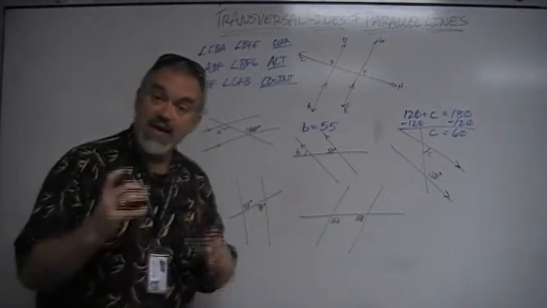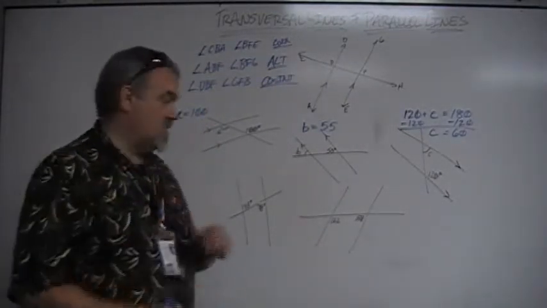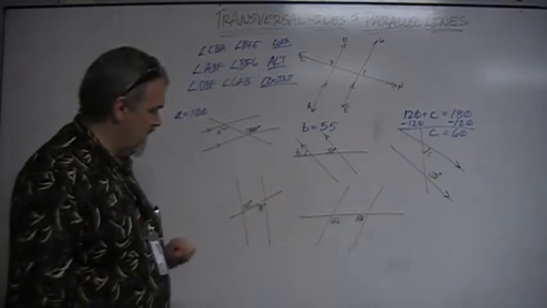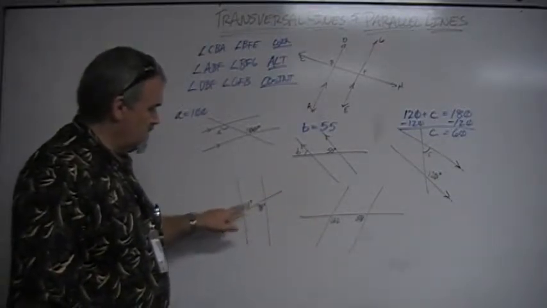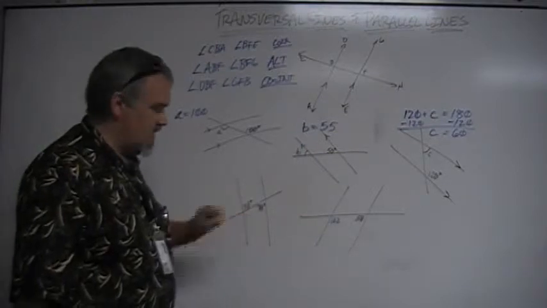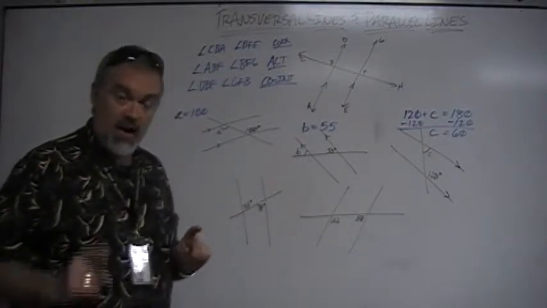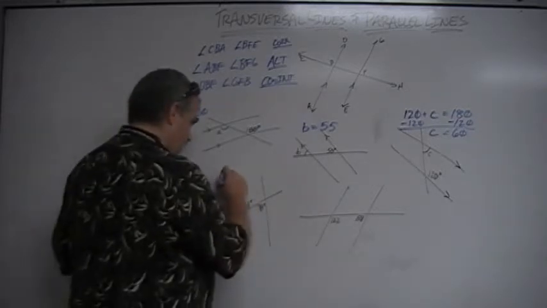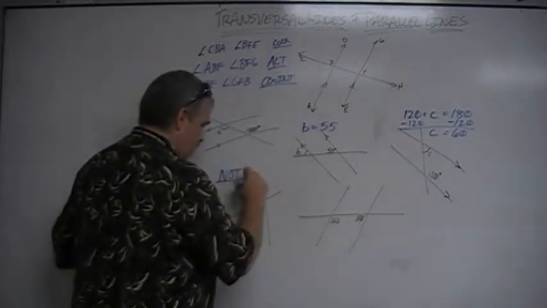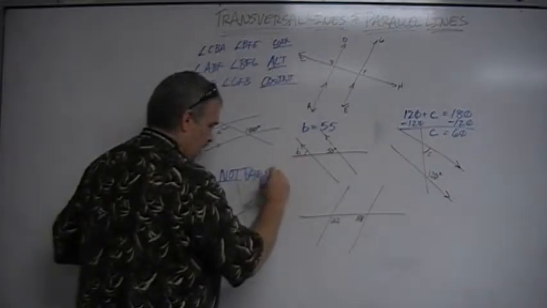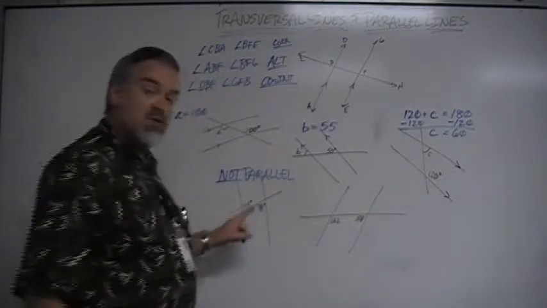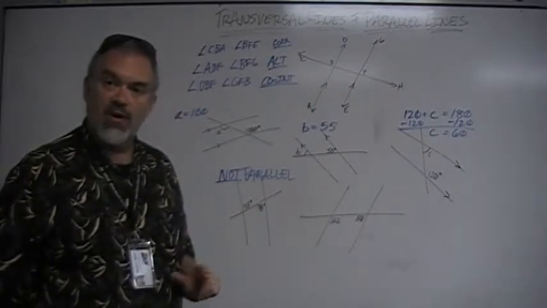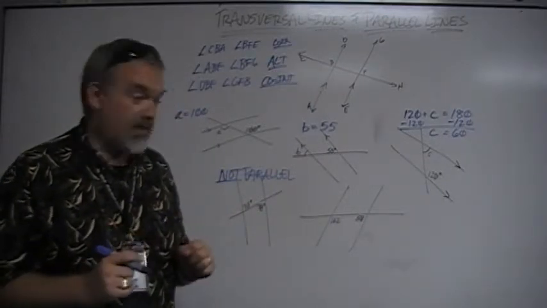Last thing is, we can take this same idea and go the other direction with it. Here I have 2 lines with a transversal, and the alternate interior angles are 75 degrees and 78 degrees. Now, if they are not equal, then that means that these 2 lines must not be parallel, because if the lines were parallel, these 2 alternate angles would have to be the same.